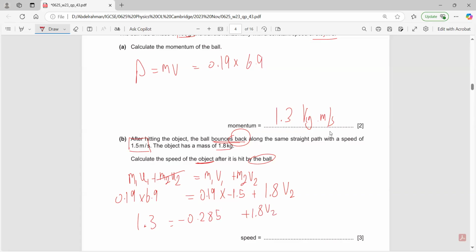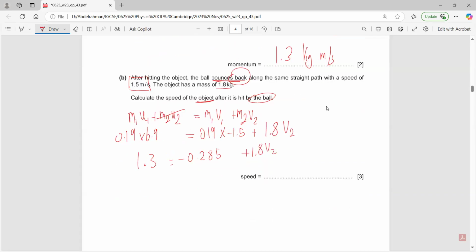Please do not add negative 0.285 and 1.5. No, you need to remove this. Just add plus 0.285. So 0.285 plus 1.3 would give you an answer of 1.585 equals 1.8 v2. Divide by 1.8. If you divide this number by 1.8, the velocity will be 0.88 meters per second.